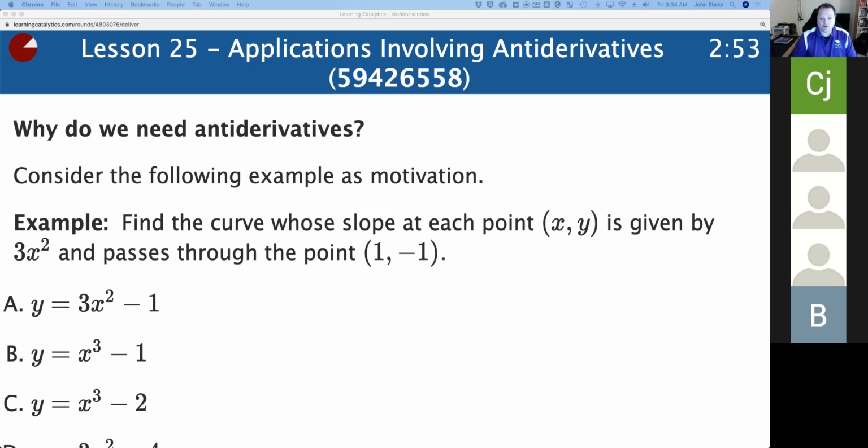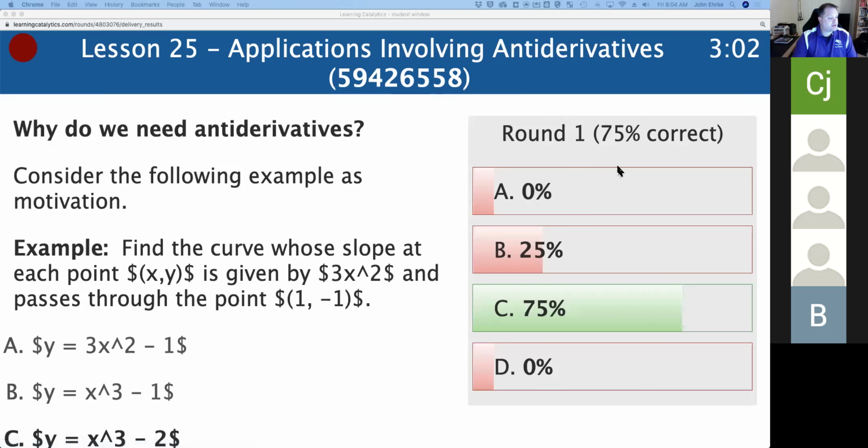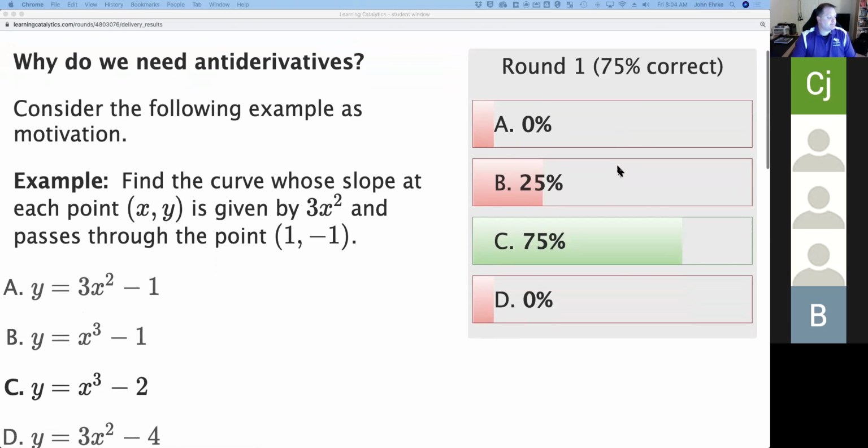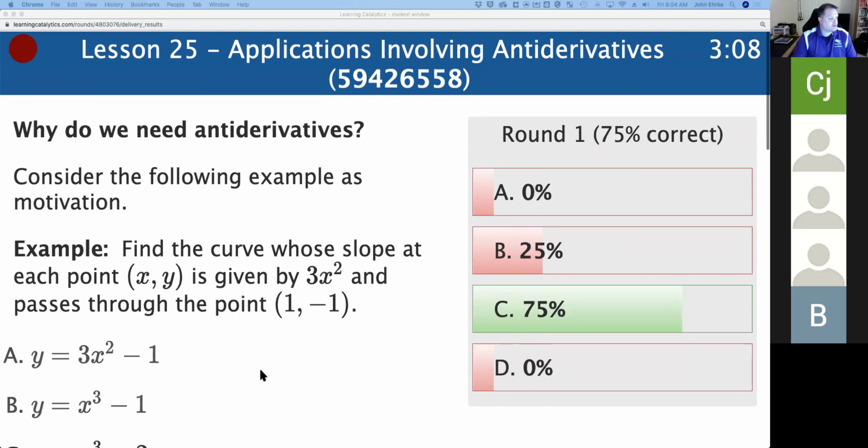All right, you've got about another 30 seconds to enter an answer. All right, well, it looks like everybody that's logged in entered one, so we're good. The correct answer here is C. So x cubed minus 2 is the correct curve to find.